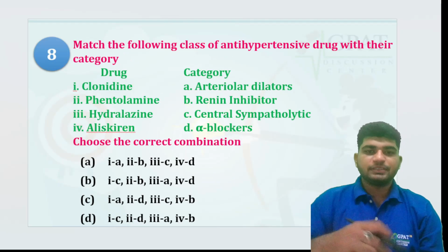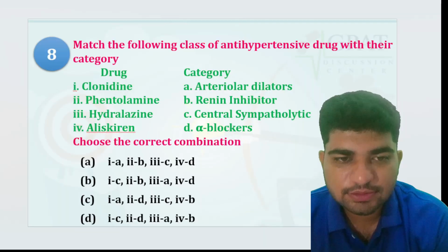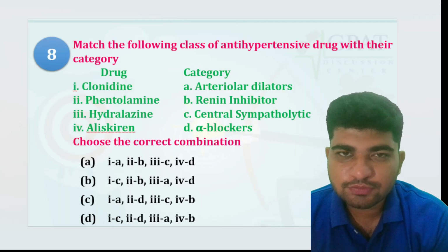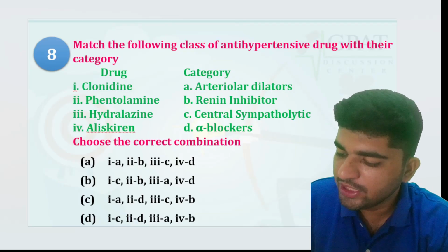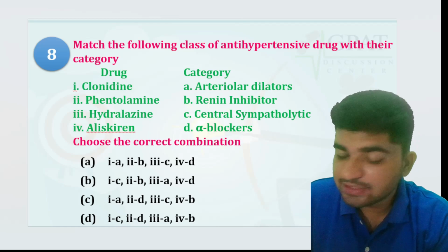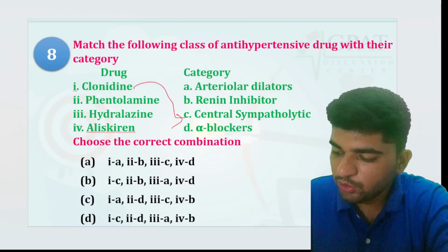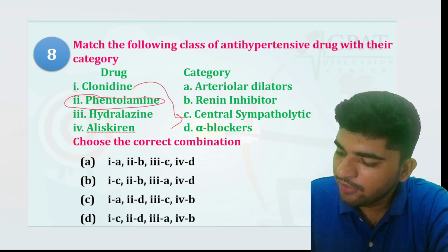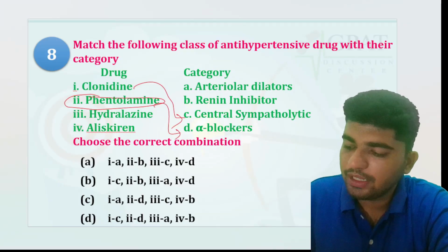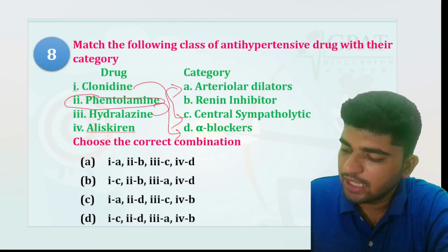Now, this might be your very favorite question. Out of these you have to choose the correct combination, so choose it wisely. The first one is clonidine. Clonidine generally has a central sympatholytic effect, as we just discussed in previous questions. Phentolamine is an alpha blocker. Hydralazine is an arteriodilator. Aliskiren is a renin inhibitor.